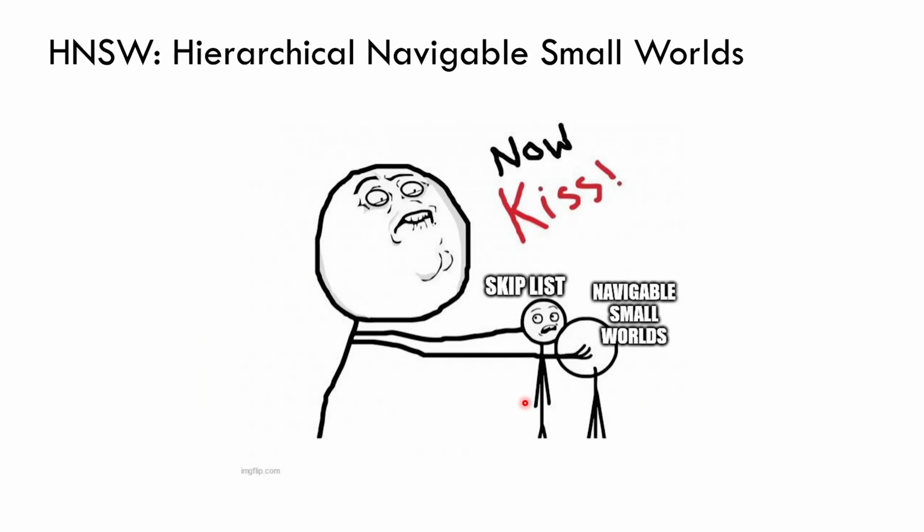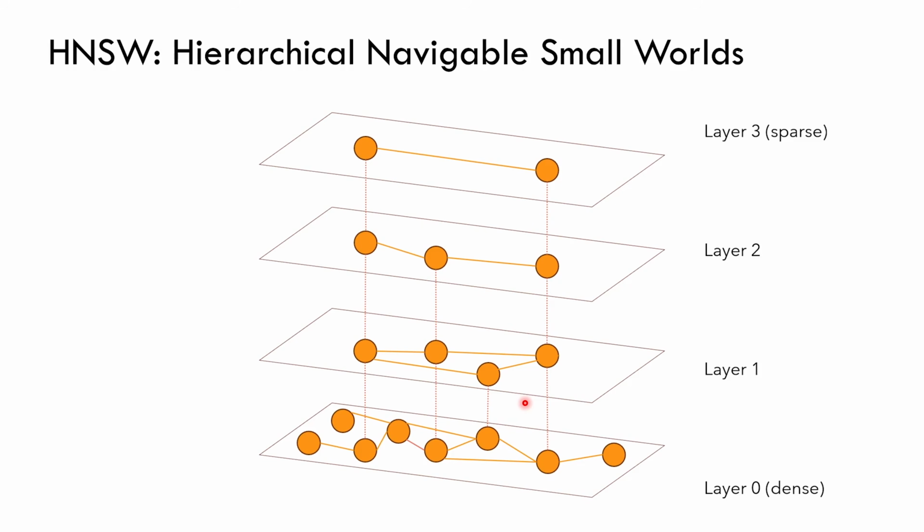Now, to create the hierarchical navigable small worlds, we combine the concept of navigable small worlds with the idea of the skip list in producing a hierarchical navigable small worlds algorithm. So we have a lower level which has more nodes and more connections, and the upper level which has fewer nodes and fewer connections. So we say that this one is more dense and this one is more sparse. How does the search work in this graph?